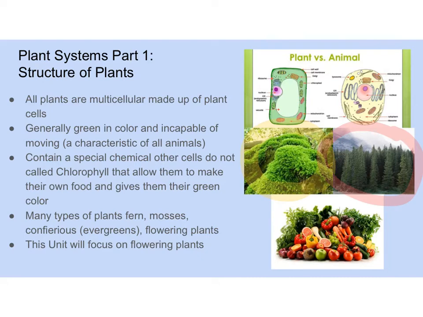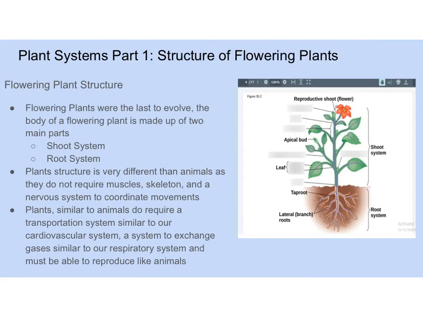And then the other plants that we have are called flowering plants, and those are the ones that we're going to specifically talk about today. Those are the ones that produce leaves and lose their leaves every year, as well as the ones that are responsible for the fruits and vegetables that we eat. So that's what we're going to primarily focus on. Flowering plants were the last to evolve. They're the most complex of all the plants.